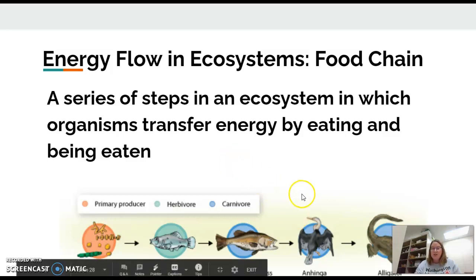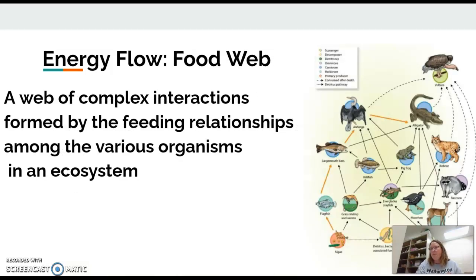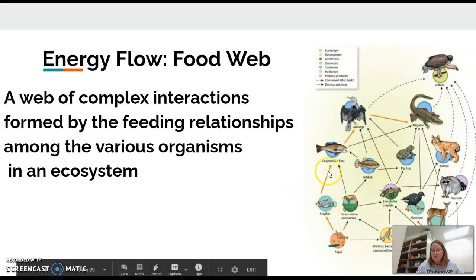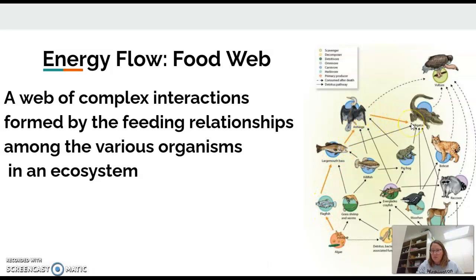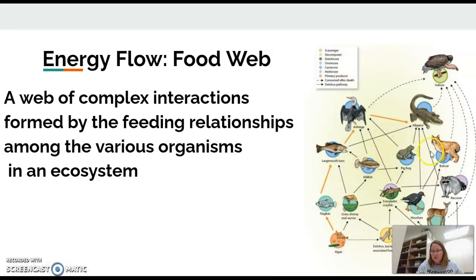A food chain is a series of steps in an ecosystem in which organisms transfer energy by eating and being eaten. So in an ecosystem, energy passes through the ecosystem through a food chain. Now, a food web is a little bit more complicated and complex because no animal just eats one thing. So this web shows a network of who eats who in an ecosystem. You can tell in this food web that this is our primary food chain that we had on the last slide. But now we can see that other things are actually eating these too.